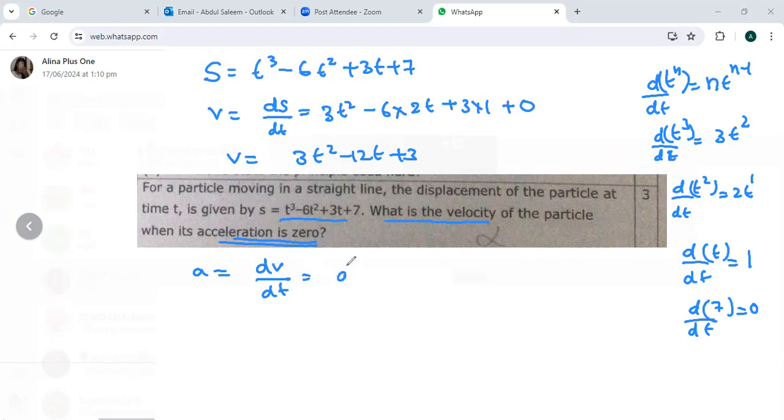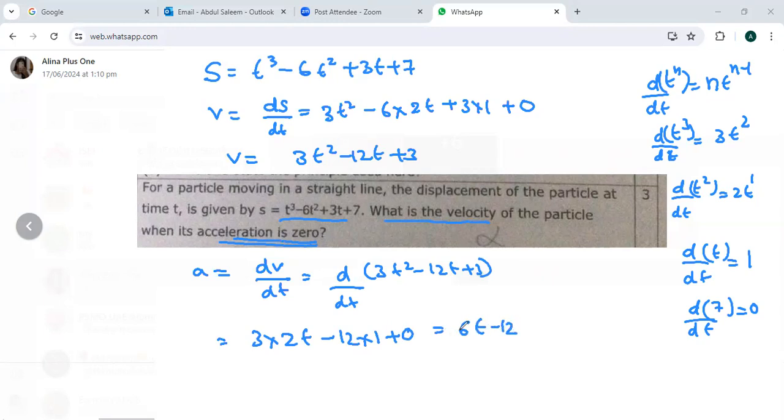It is equal to d by dt of velocity. Velocity equals 3t square minus 12t plus 3, right? If you differentiate this, it equals 3 into the derivative of t square, which is 2t, minus 12 into the derivative of t, which is 1, plus the derivative of a constant, which is 0. That equals 6t minus 12. Clear, right? This is the acceleration.